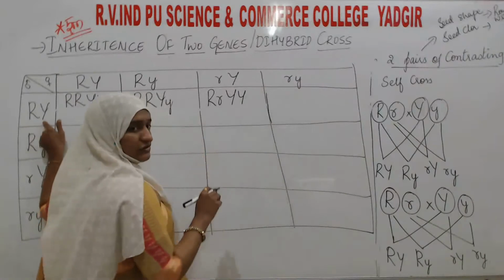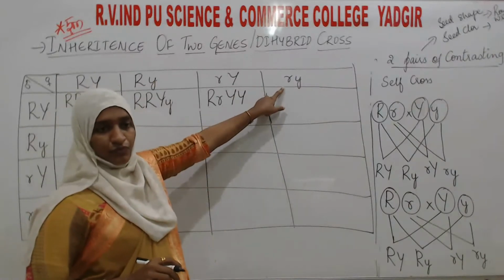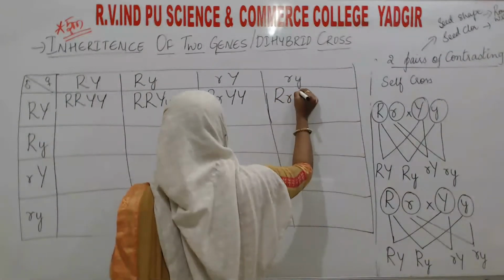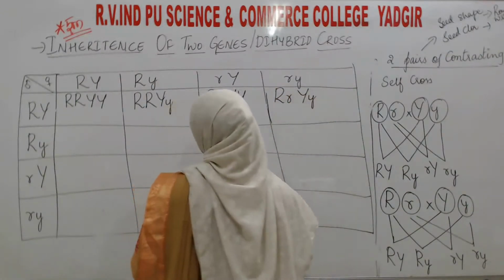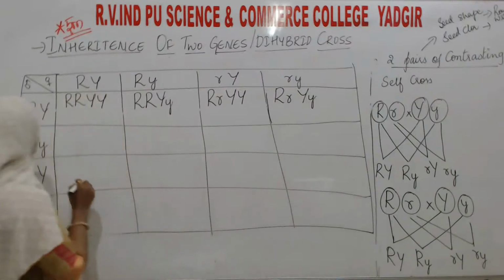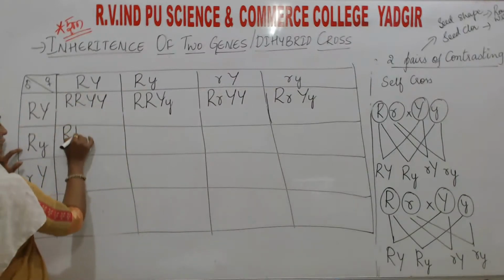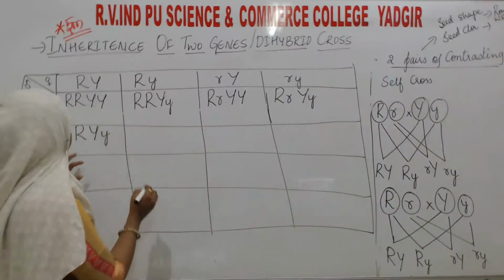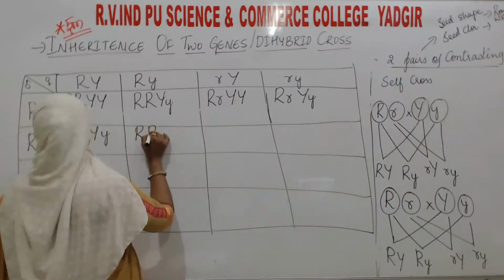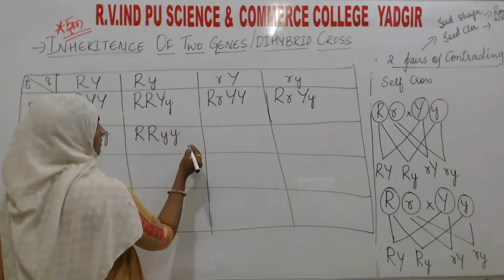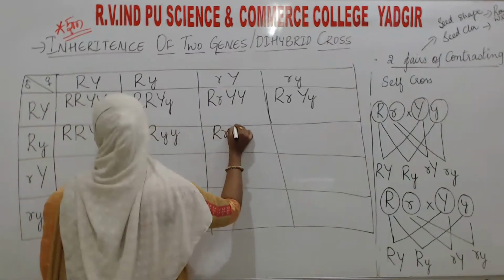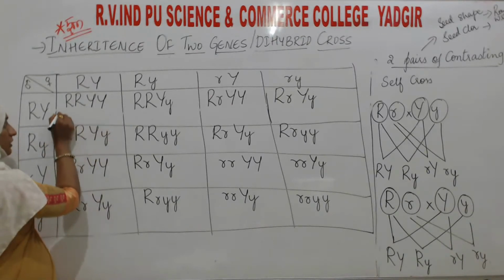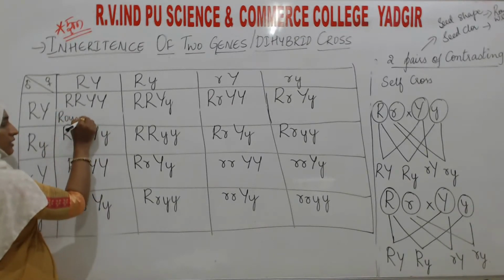Now next we have to cross this one with that one. Fourth column: capital R, capital Y, small y. Then next come to the next row: capital R, capital Y, small y. Next, capital R, small y, capital R. Both are dominant. Here also both are dominant. So it will become round yellow.